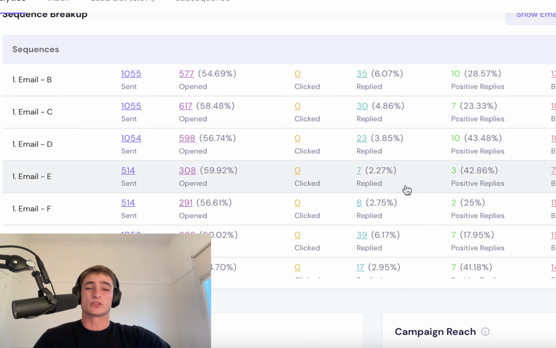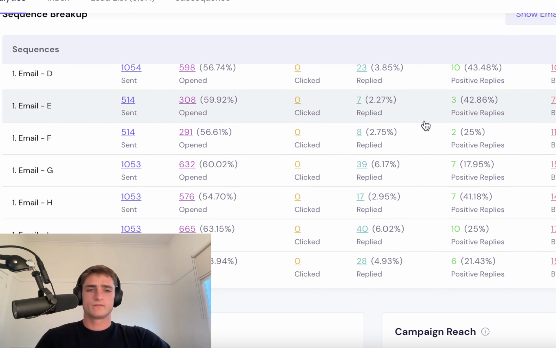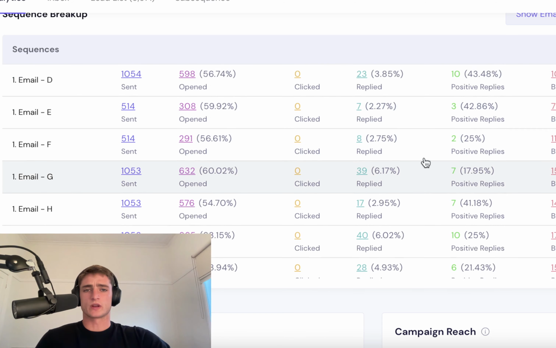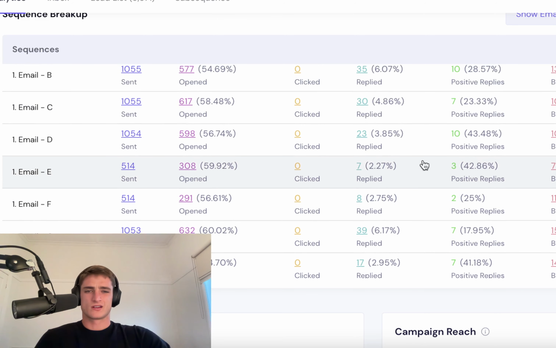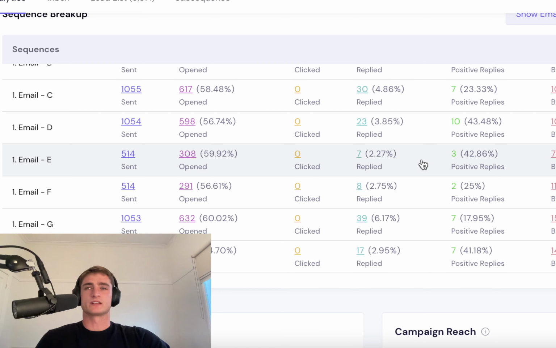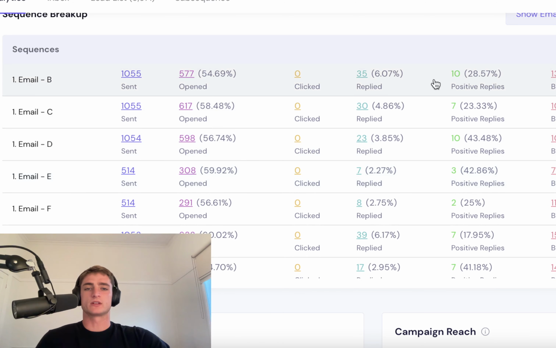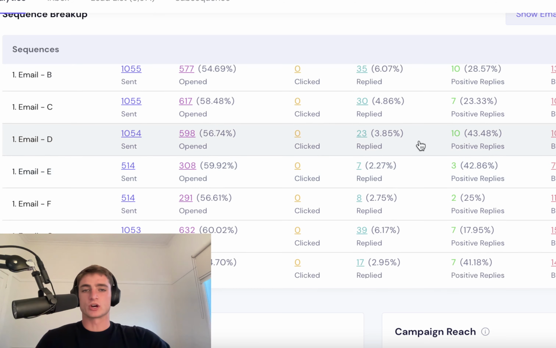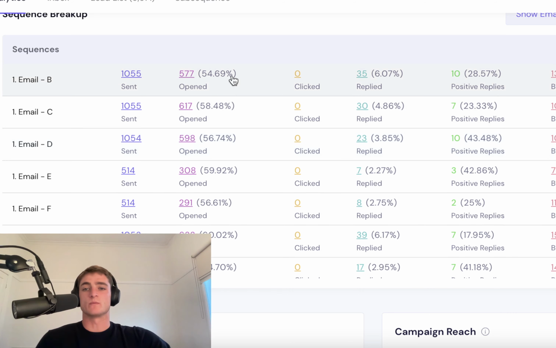Honestly, with a 2% reply rate, I think we can probably afford to cut that one, considering we have some better campaigns up here. What I'm looking to do is see where we've got a winner. These are all around the same mark, but I'd look at this one and say we've got 10 positive replies, and this one has 10 positive replies as well. Maybe we can go in here and look at this specific campaign, so B and D.